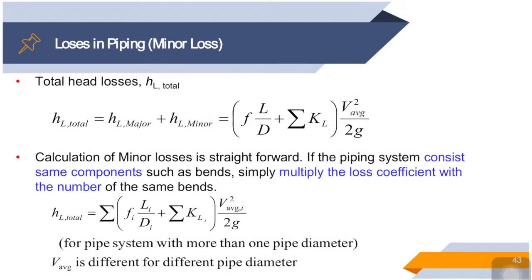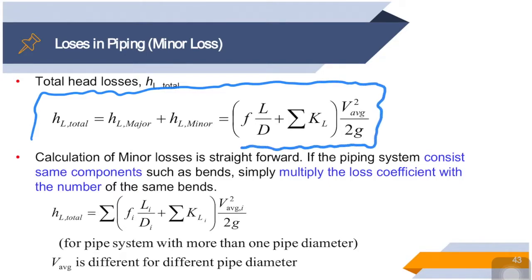So in order to sum up the major and minor losses, we've got this equation: head loss total is equal to head loss major plus head loss minor. And if we take common V squared over 2g from both terms, because head loss major and head loss minor both have a common term, V squared over 2g, what we get is the friction factor, either for laminar or for turbulent, times length over diameter plus the summation of all minor losses.